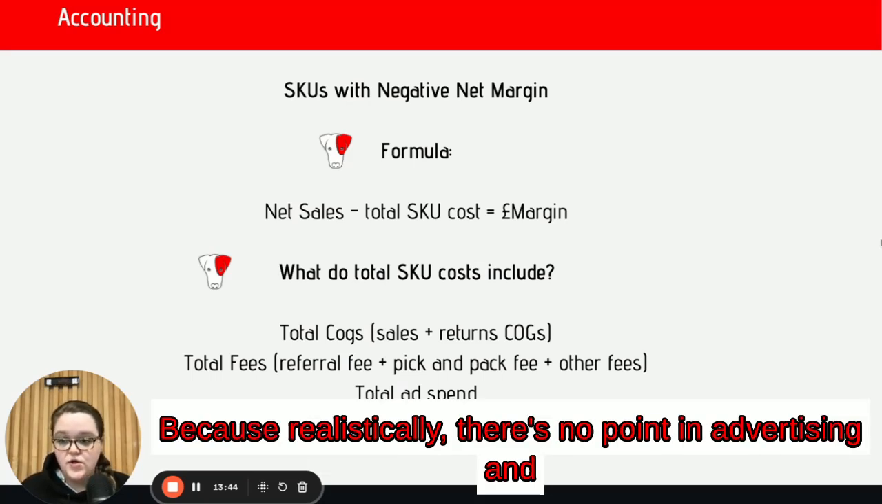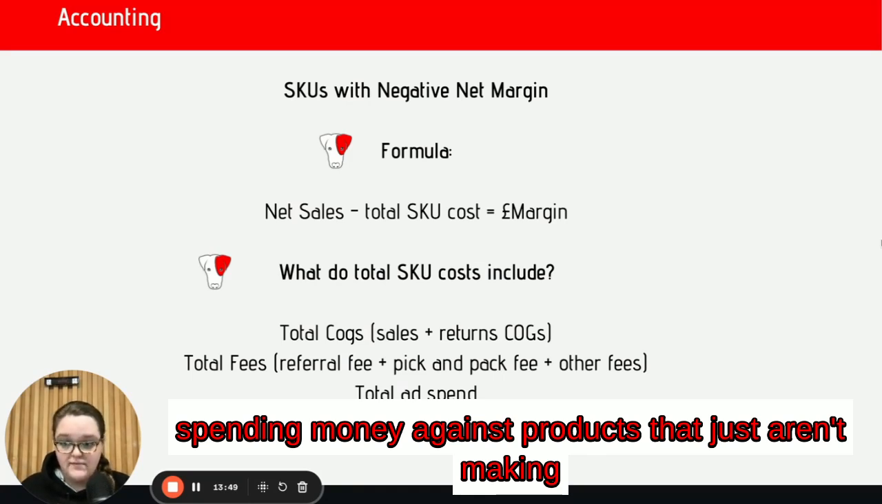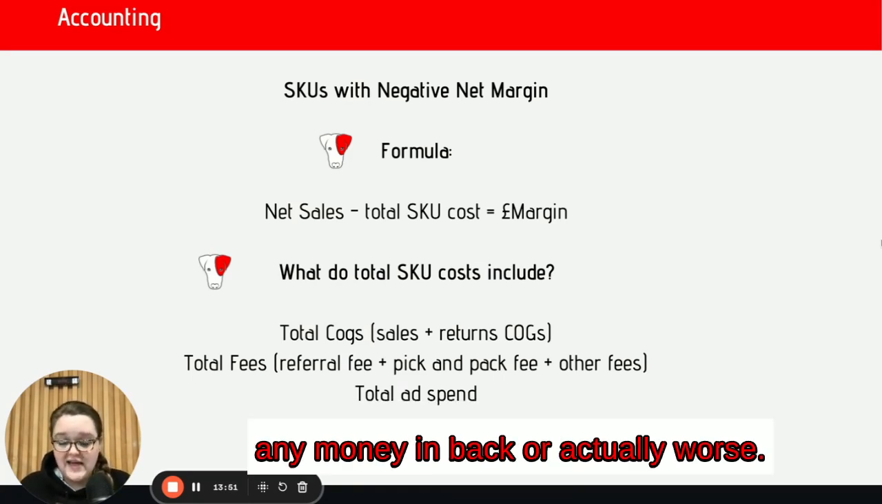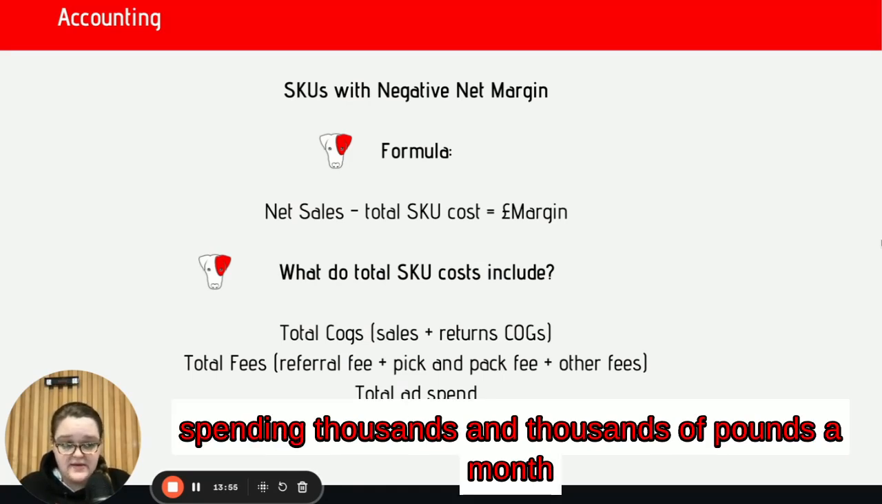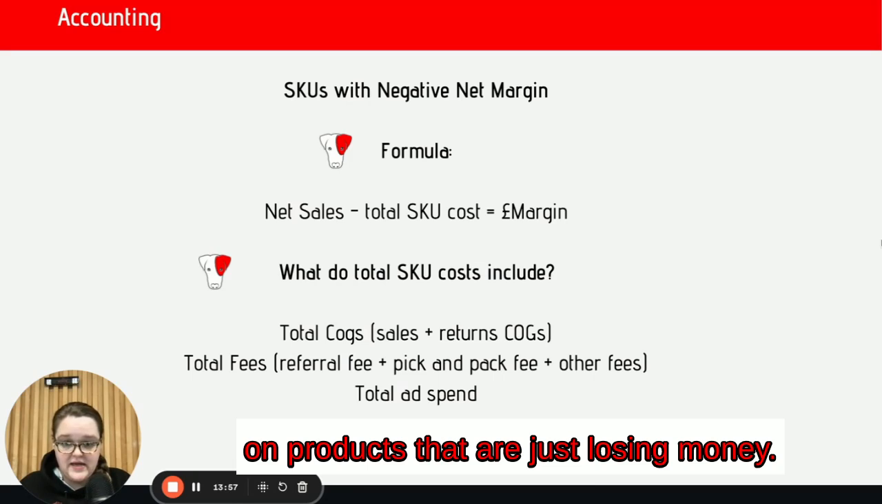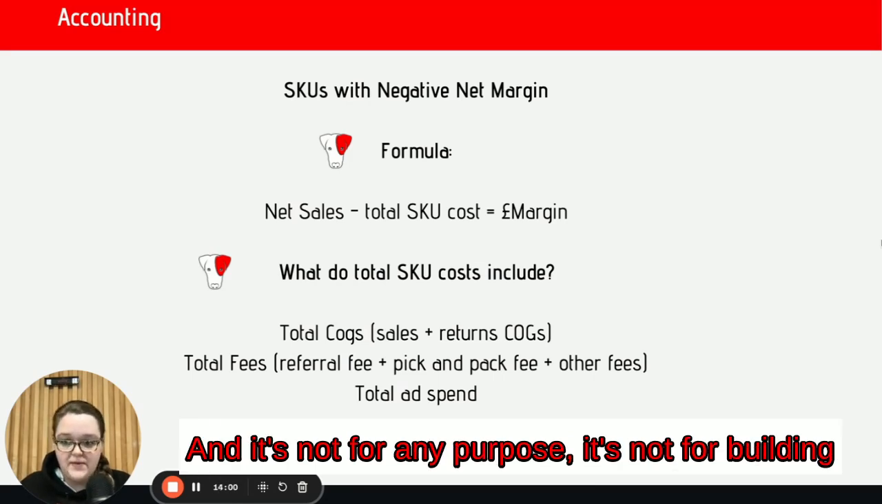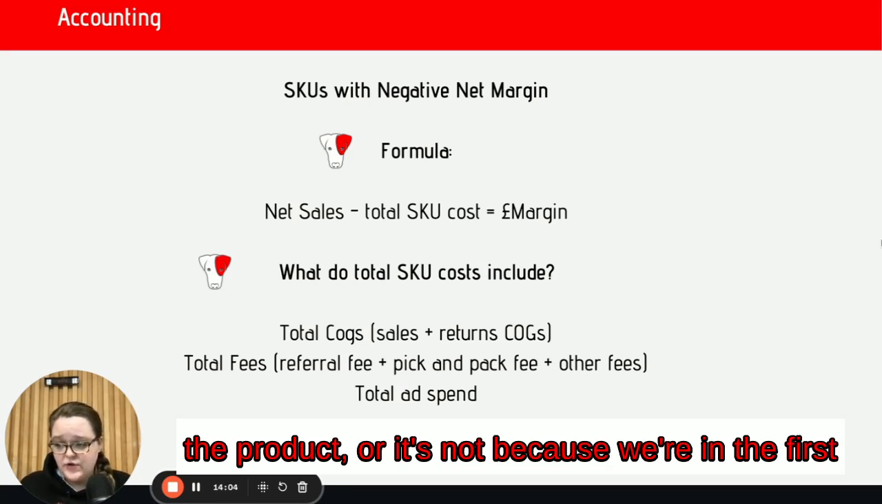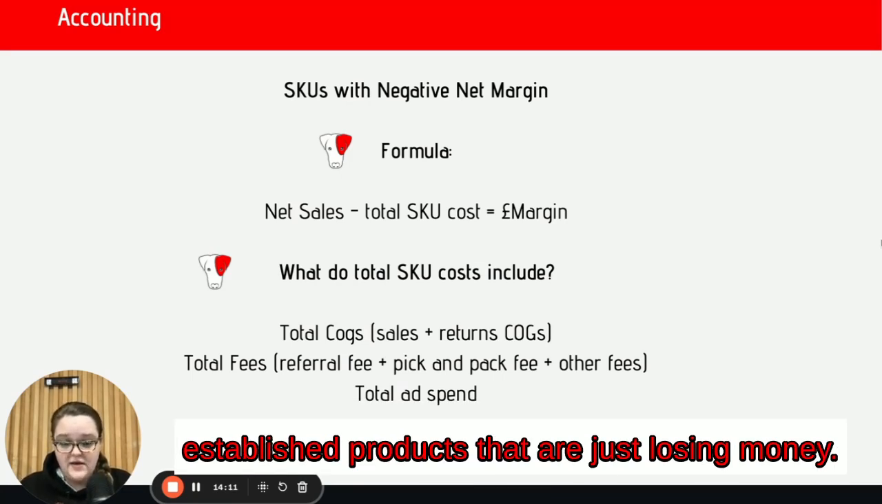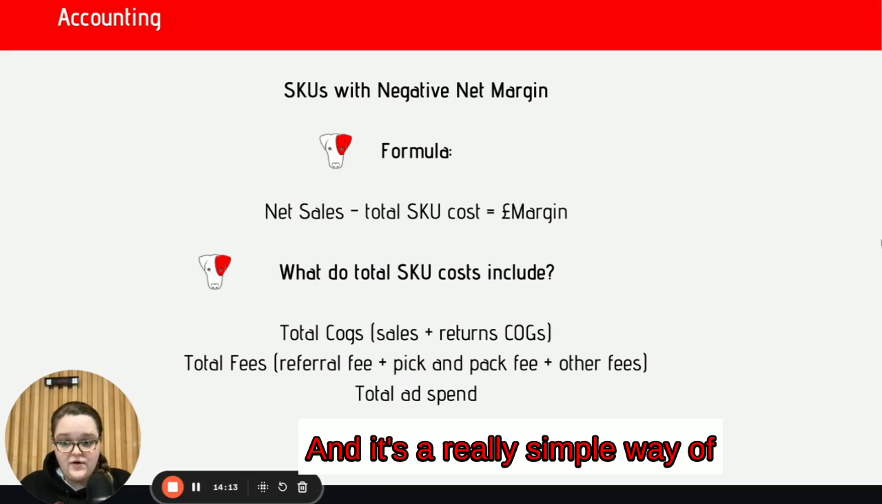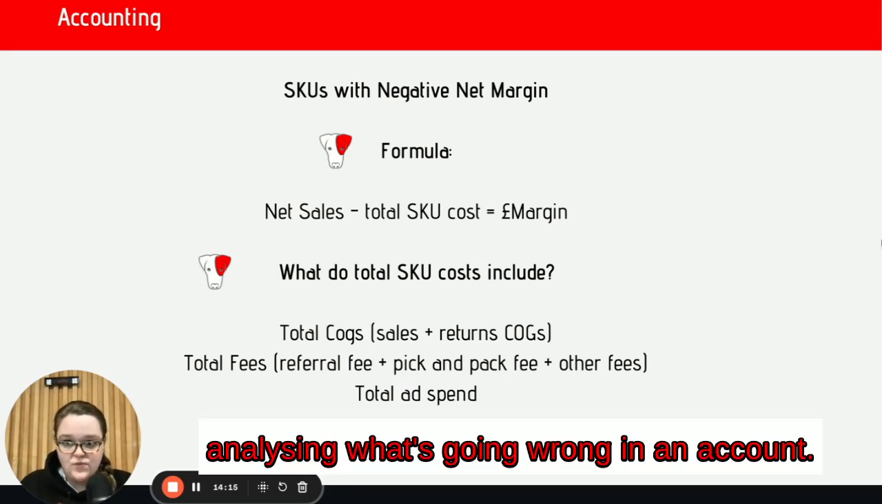because realistically, there's no point in advertising and spending money against products that just aren't making any money. Or actually worse, a lot of the time we see clients spending thousands and thousands of pounds a month on products that are just losing money. And it's not for any purpose. It's not for building the product, or because we're in the first 3 months and we're just looking to rank. It's old established products that are just losing money. And it's a really simple way of analysing what's going wrong in an account.